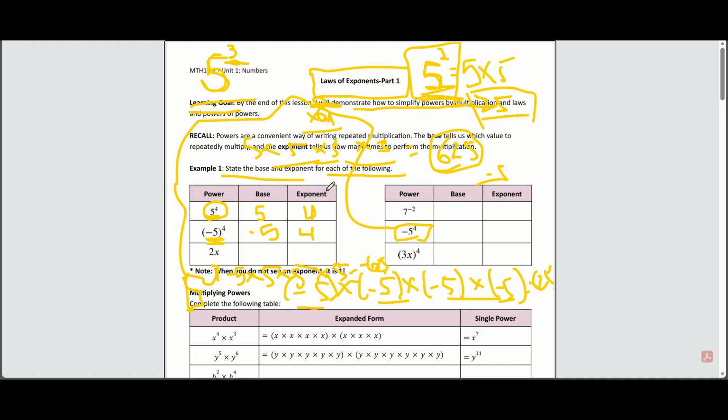Okay, that was kind of off topic, but it was important to talk about because when I was in your position, I had a lot of trouble understanding this, and I thought explaining would be helpful. So here, our base is 2x, and our exponent is 1.